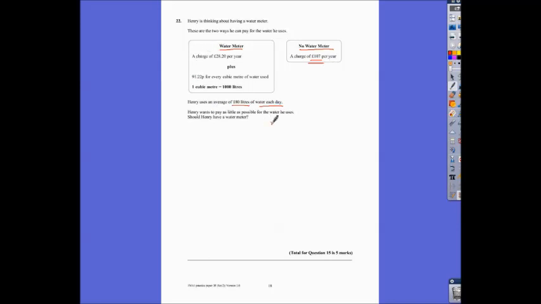So we want it per year. He uses 180 litres per day. There are 365 days in a year. So 180 times 365 is 65,700 litres per year. Now it says here that it's charged in cubic metres, and 1 cubic metre is 1,000 litres, so we need to divide this by 1,000. And 65,700 divided by 1,000 is 65.7 cubic metres per year.